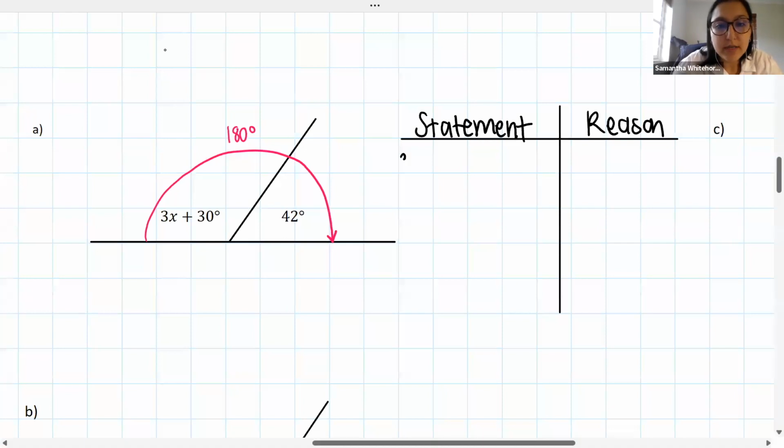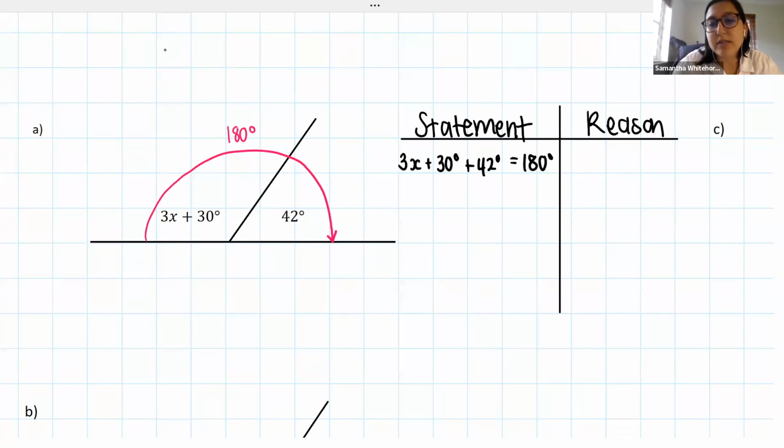All right, so what we now know is that 3x plus 30 plus 42 degrees must equal 180 degrees. And all of this because of angles on a straight line. Now, grade eights, obviously, if you write out the word angles and you write out the word straight, that's fine. But when it comes to your geometry reasons, you are allowed to abbreviate your reasons to some extent. Obviously, we still need to be able to tell what they mean. And that's why I'm saying only use the reasons and the abbreviations that I've given you. But that's absolutely fine. You don't have to write out the word angles in this case or the word straight.